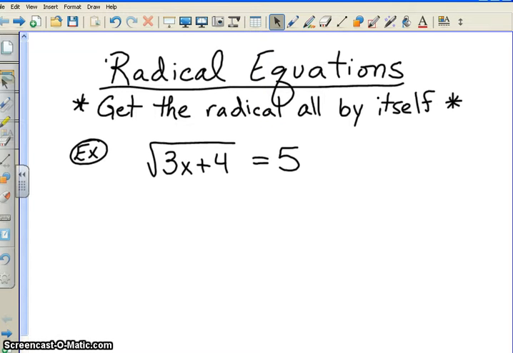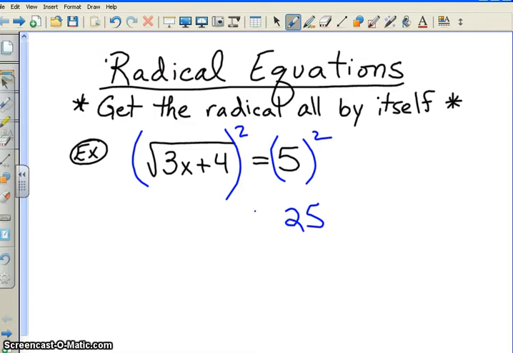So looking at this first equation, radical 3x plus 4 equals 5. The radical is already all by itself. There's nothing else attached to it by adding, subtracting, multiplying, and dividing. So we can get rid of the radical, the square root, by squaring the left side. But if I do that on the left, I have to do it on the right. So over on the right, 5 squared will make 25. And on the left, the square and the square root cancel each other out and just leave us the part underneath the radical. And now we've got this simple linear equation to solve.